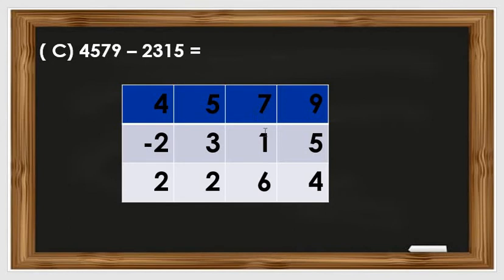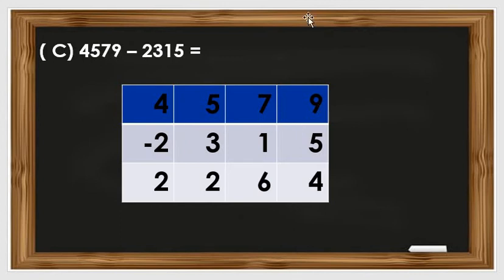Got my points? 7 minus 1 is equal to 6. Got my point? 5 minus 3 is equal to 2. Then 4 minus 2 is equal to 2. We can easily take out from all these numbers.